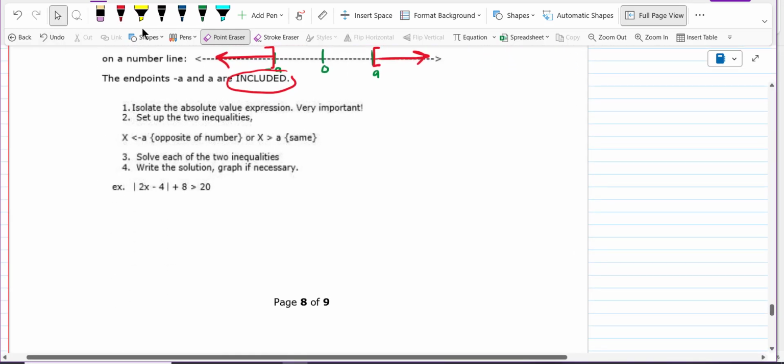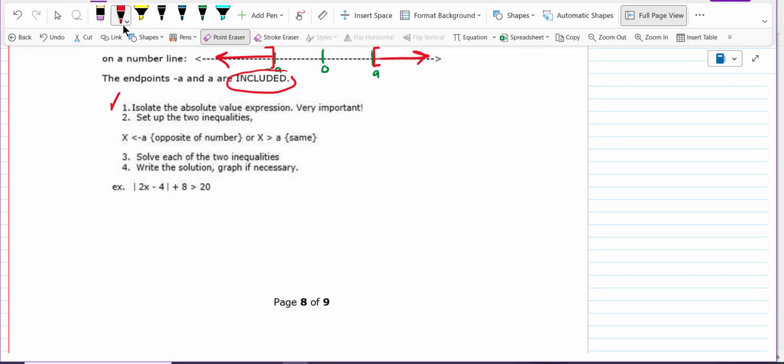Okay, so here's the idea at the bottom of the page. This is generally what you do. Step 1 is you have to isolate the absolute value. You don't want anything in front of it or anything outside of it. So we're going to start by undoing the adding 8 by subtracting 8. That's going to leave us with the absolute value of 2x subtract 4 greater than or equal to 12.